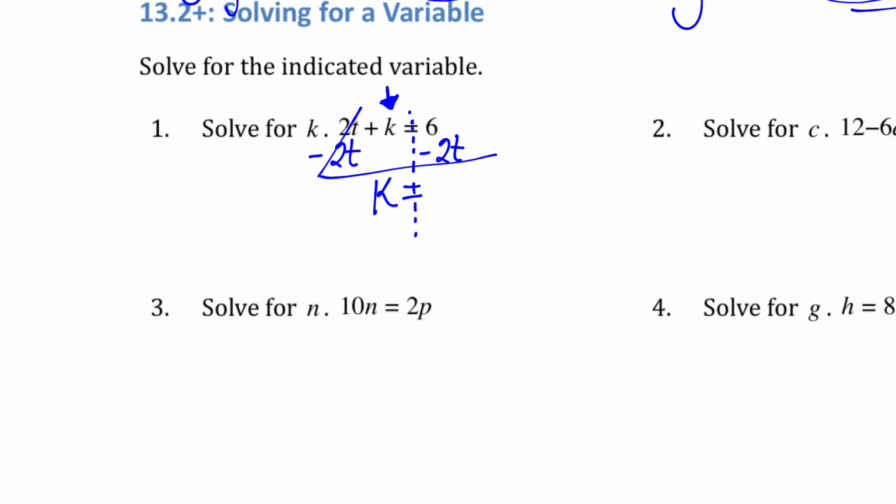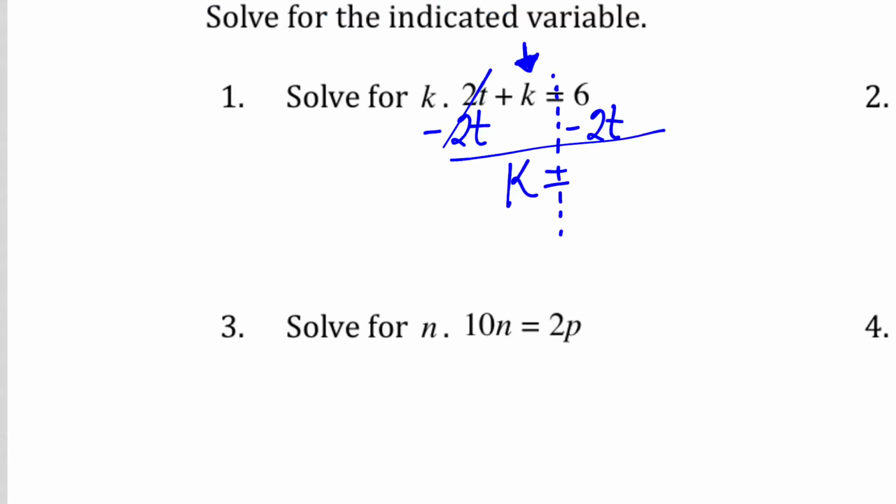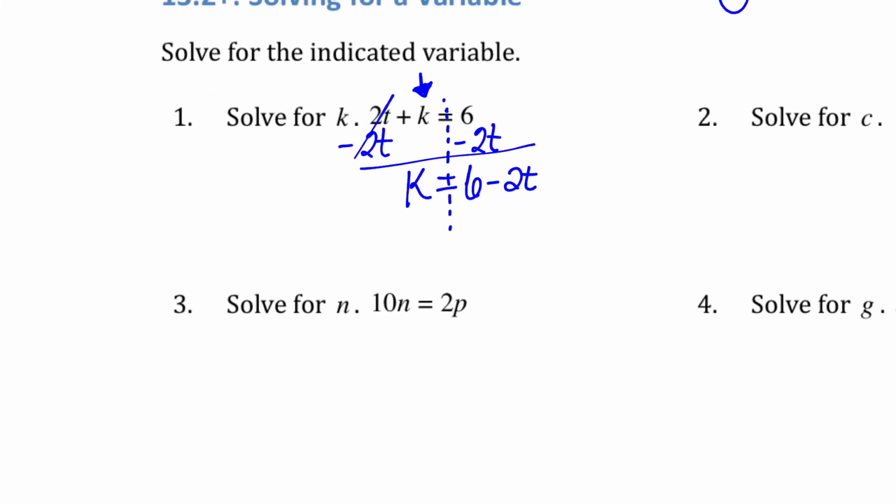What's on the right side of the equal sign? 6 minus 2t. There we go.